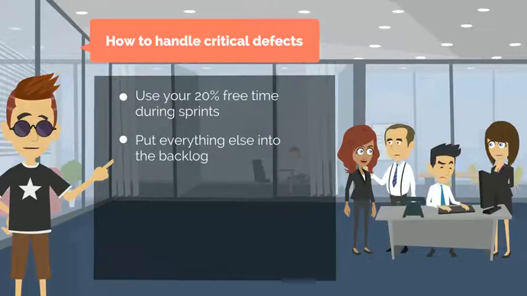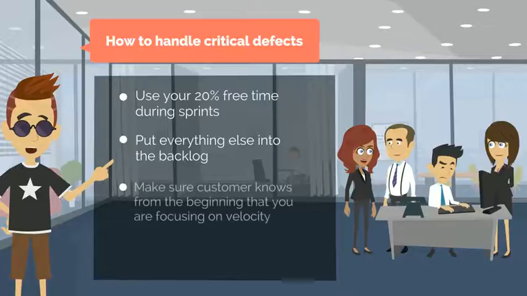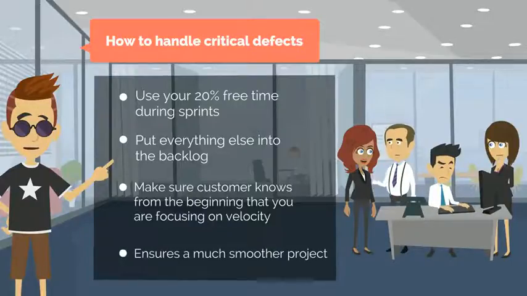Now, you need to focus on making your customer comfortable with that approach at the beginning of the project. So during your kickoff meeting, you have to tell that customer, we are going to be focusing on velocity and putting everything that isn't critically necessary into the backlog. If you get them to buy into that approach, I guarantee you your project is going to be much smoother because you can remind them of that during each sprint.